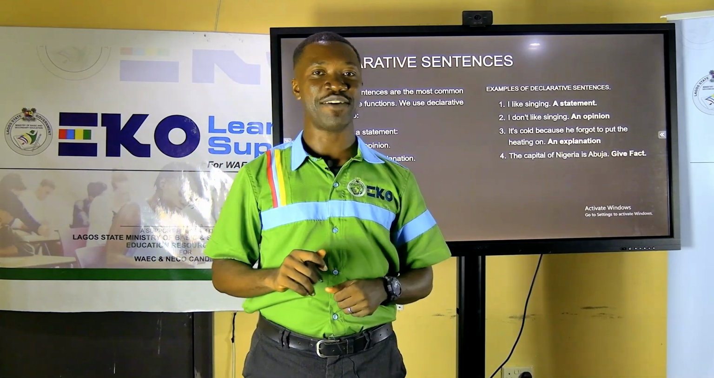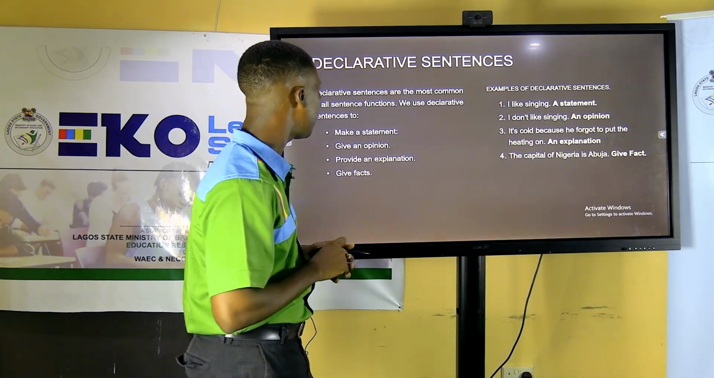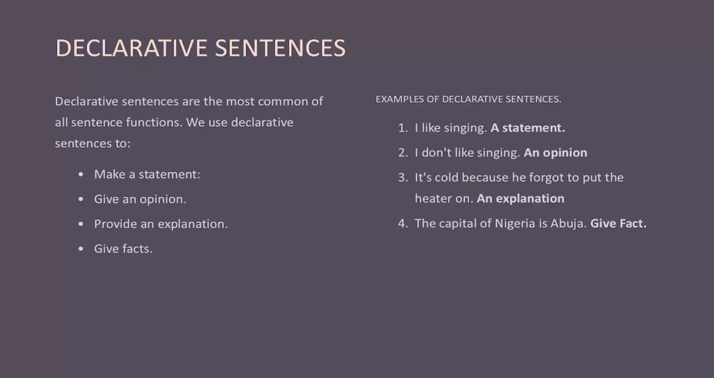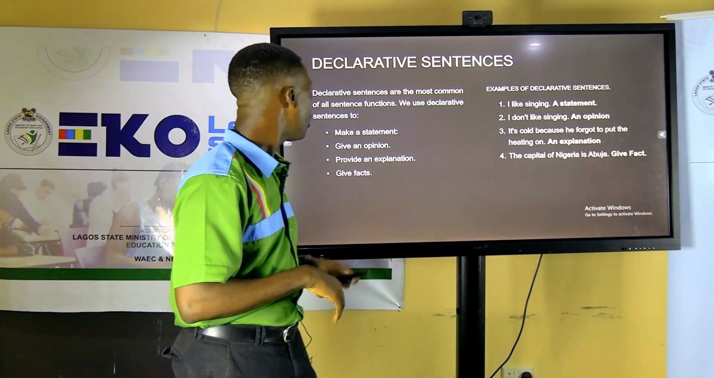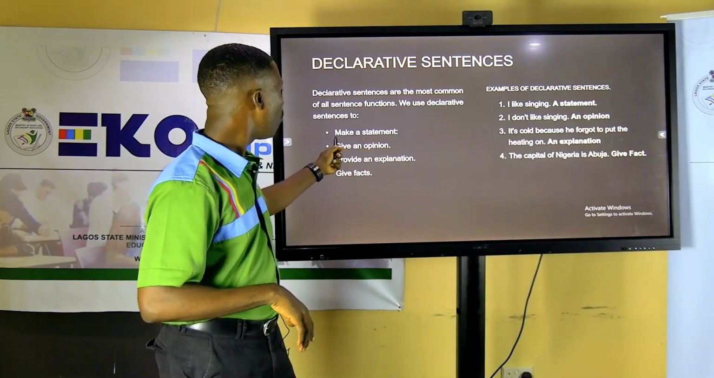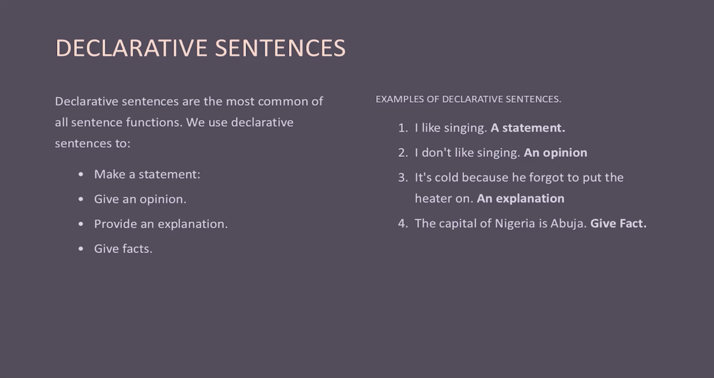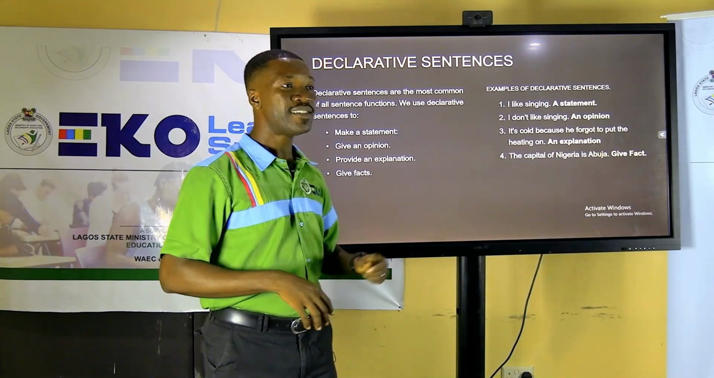What is a declarative sentence? Or what are declarative sentences? Declarative sentences are the most commonly used of all the sentences we have in the English language. We use declarative sentences to do the following. Number one, we use it to make a statement. You want to make a statement. You want to say something. You make use of your declarative sentence.